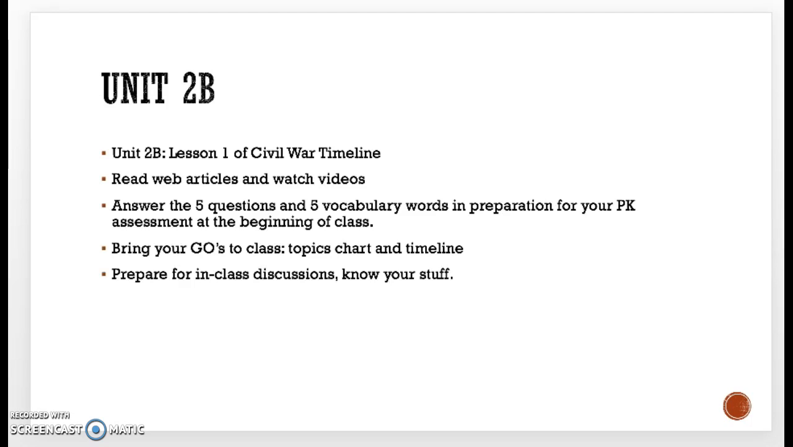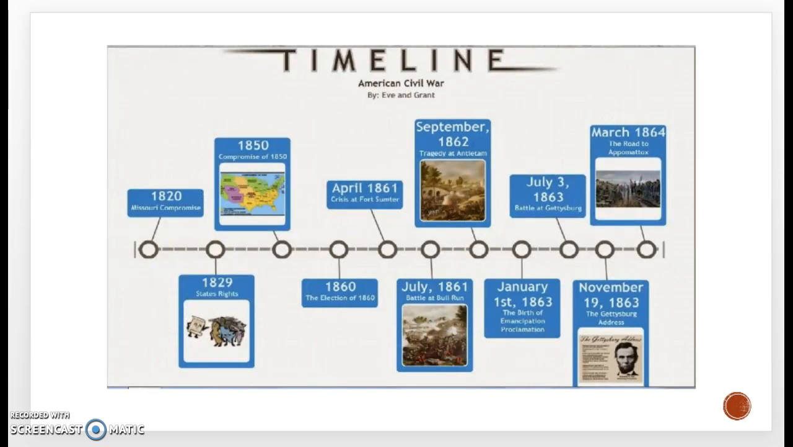During week 1, we will cover the first 3 events of the timeline: the Missouri Compromise, the States' Rights, 1829, and the Compromise of 1850. For this lesson, we will focus on the Missouri Compromise of 1820.